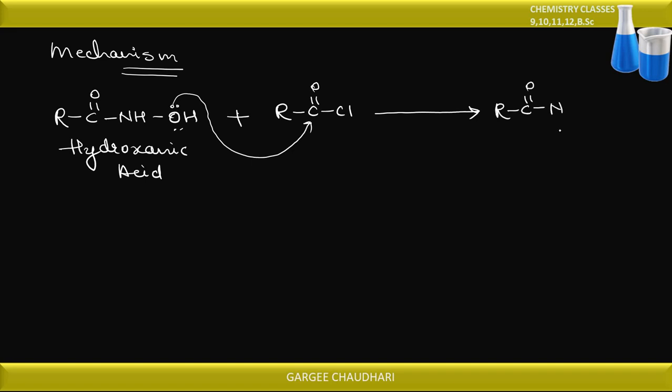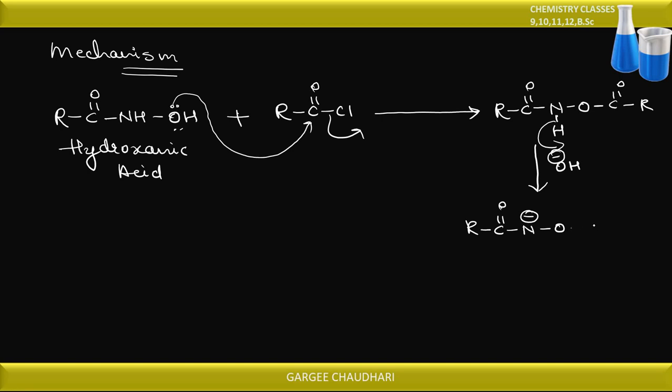and we get this structure C double bond O, ये रहा NH, oxygen H निकल गया, O is attached to the electrophilic center C double bond O, and this is R, Cl leaves, and we get this one. Now further, in presence of base, what will base do? Base will abstract the acidic hydrogen, so this hydrogen will remove, nitrogen will gain negative charge, attached to oxygen C double bond O and R.